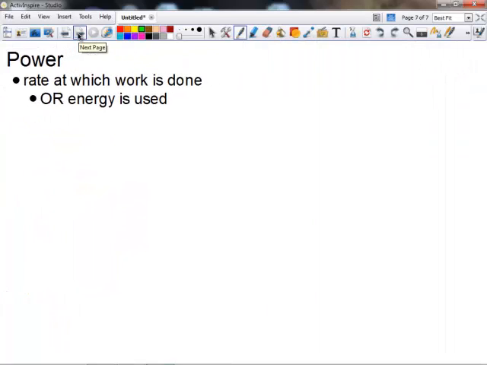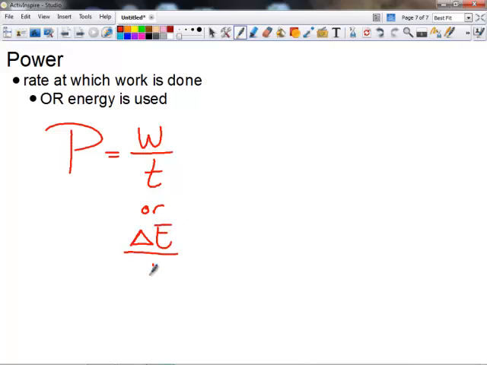One last thing, power. Power is the rate at which work is done or that energy is used. Whenever we have a rate, we know that we're dealing with something per time. So power, capital P, equals work over time, or change in energy over time. Work is measured in joules. I'm going to do my units over here in blue. Time is measured in seconds, and 1 joule per second is 1 watt.